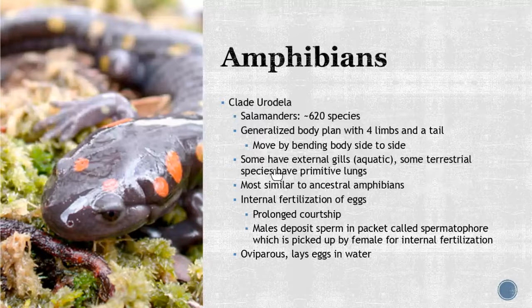These are the most similar to ancestral amphibians, so it's our closest link between the fish and the amphibian. Now they do utilize internal fertilization of their eggs, and what I thought was kind of unique about them is they have a prolonged courtship within the species, which is kind of cool. And then they lay their eggs in water for development.